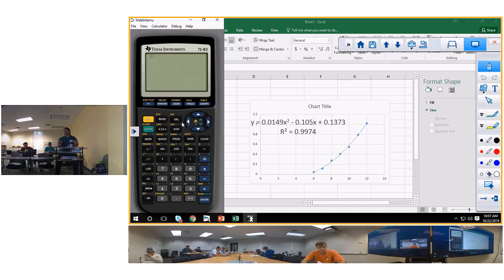All right, so now, if you want to draw it, we'll draw it in just a second, but go to Calculate, and go to Linear Regression, number 4, and type in second 1, comma, second 2, which is L1 and L2. That's your columns, and hit enter. And there is your information.